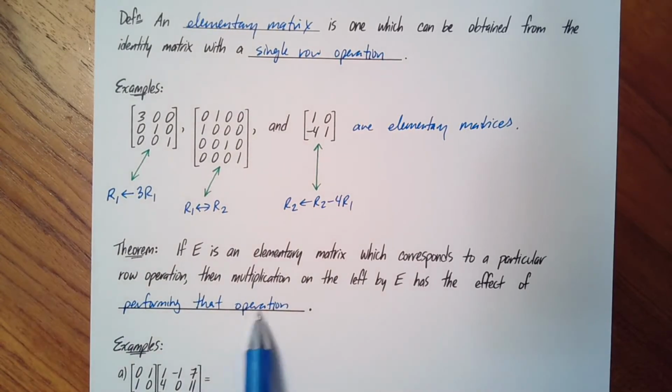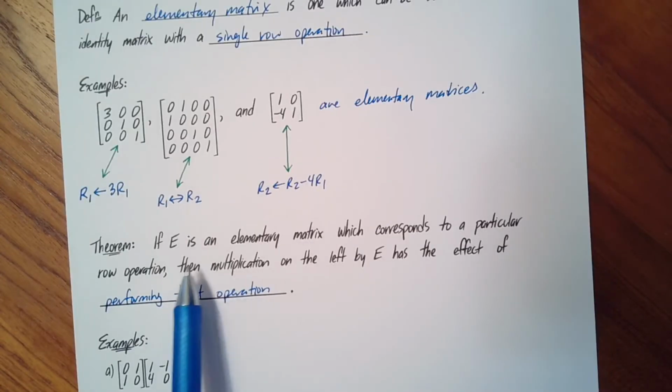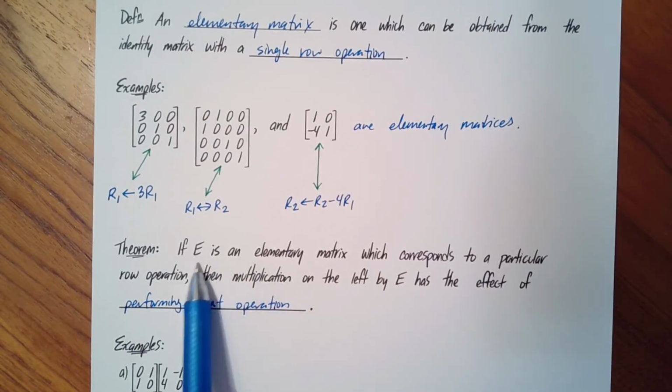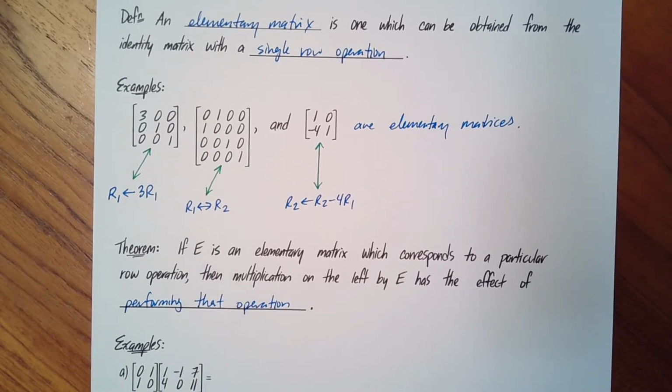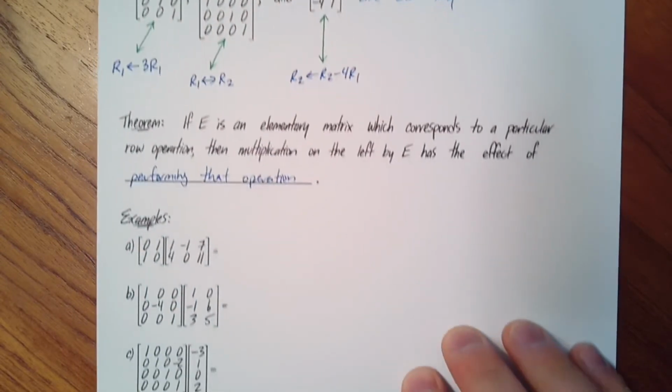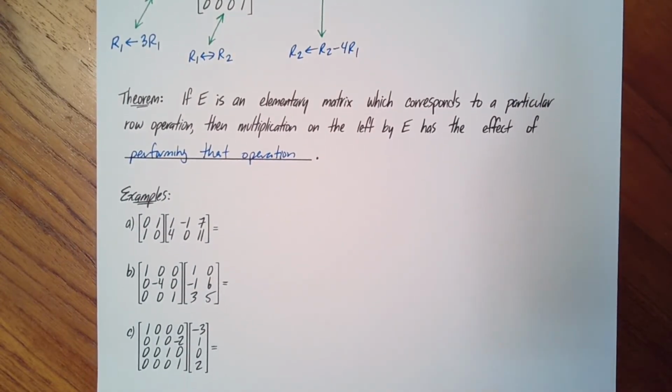And again, that operation, I mean the row operation that corresponds to the elementary matrix E that you started with. Okay, if that doesn't quite make sense yet, let's look at a couple of examples and then come back and summarize, and we'll read it again. After seeing a couple of examples, it makes a bit more sense.